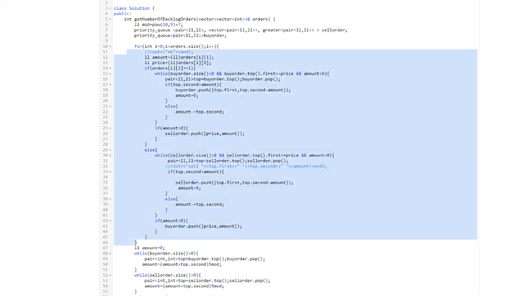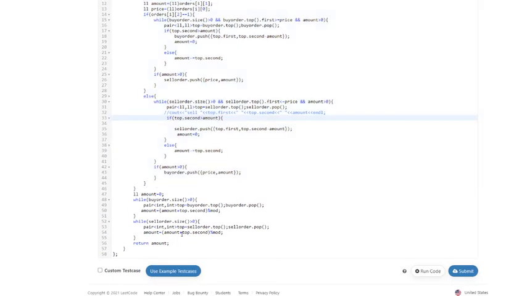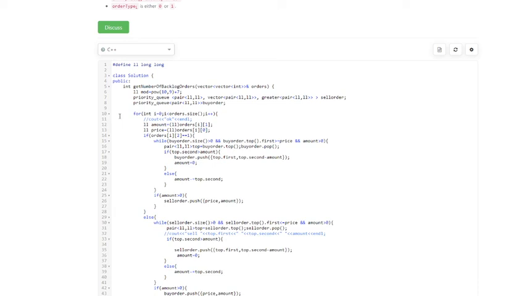Once all these transactions are done, I will iterate and just add up all the unplaced orders and return the total modulo 10 power 9 plus 7, which is defined here.